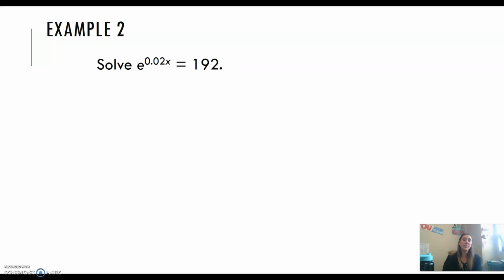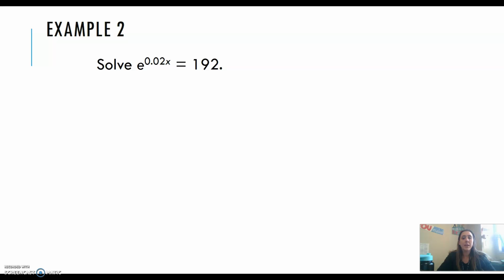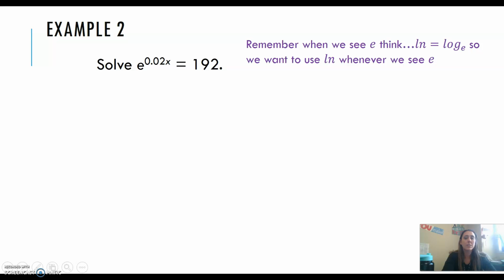So we're going to solve e to the 0.02x, and that's going to be equal to 192. Okay, so whenever we see e, we need to think natural log. So when we see e, think natural log equals log base e. So we want to use natural log when we see e. So when we get that in, we're going to take the natural log of each side. So we end up with that.